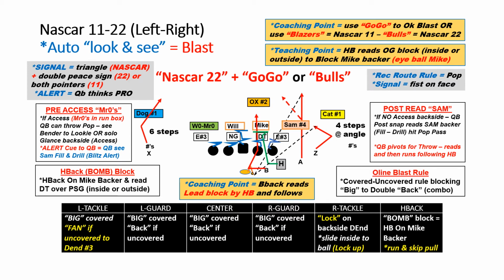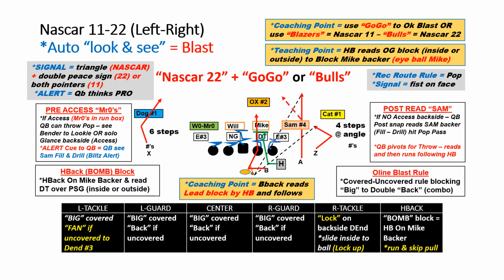Now the way you communicate this is, again, we're going to go NASCAR 22, NASCAR 22. Everybody assumes we're running blast to the right. Before we run the play, though, the quarterback will check one more time with the signal caller. If we want to keep that play, we use our go-go signal, which is the traveling sign, and the quarterback will just say go-go, meaning we're still on with blast. If you want to change it up, and you're using this quite a bit, you can also use your blast keyword, which is Bulls for us to the right.